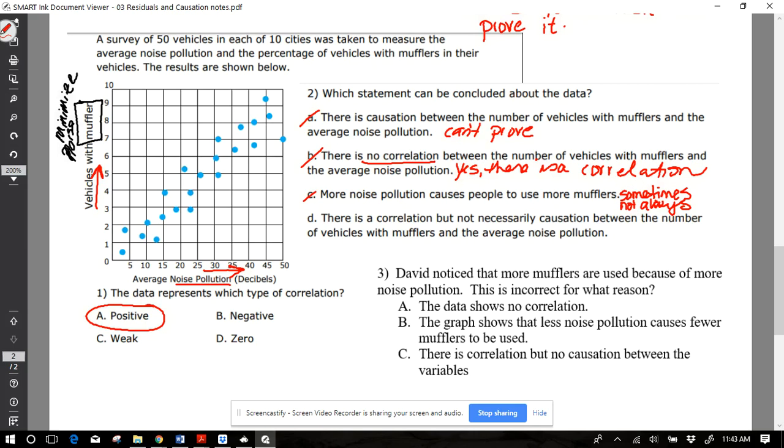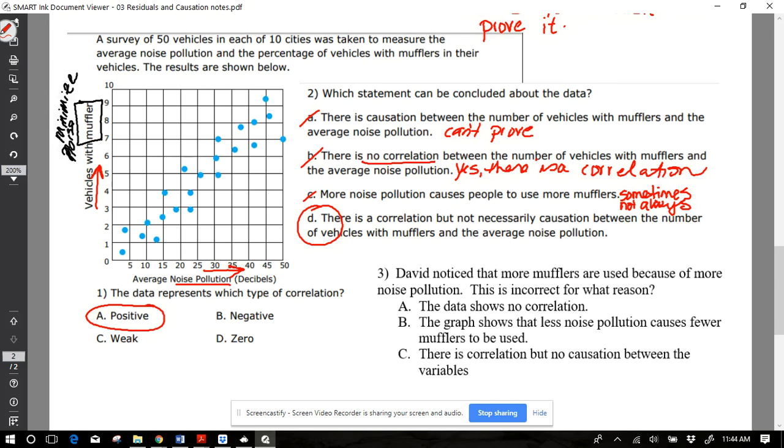Okay, let's look at option D. There is a correlation, but not necessarily causation between the number of vehicles with mufflers and the average noise pollution. Well, we've eliminated all the other options. We've tried to think about what causations there could be, but we can't say that more people have mufflers because of one of these reasons. It might be something where more than one causation is true. But we don't know anything else for sure. We can't say that it's one thing that causes people to have mufflers.